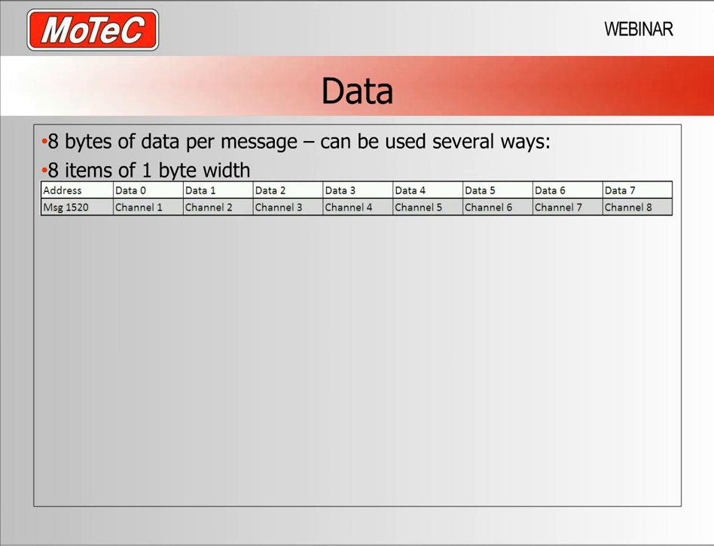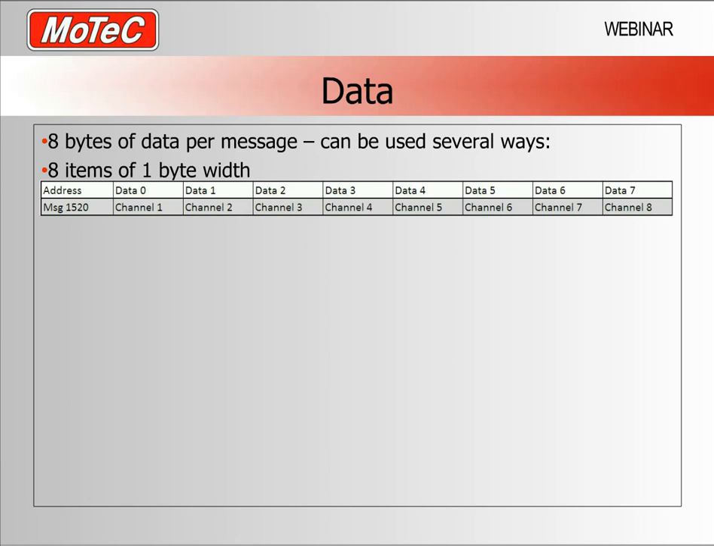Okay, so we have 8 bytes of data, and we can use this in a number of different ways, depending on, firstly, how complicated our data is, and secondly, how much traffic we have on the CAN bus. So the simplest way is to use, in one message, 8 individual channels, if you like, of 1 byte each. Data bytes have a range of 0 to 255, and in some cases, this may not be enough to accurately represent the information we need. So, for example, things like throttle position can be reasonably well represented by 1 byte. However, there are other things that may not be.